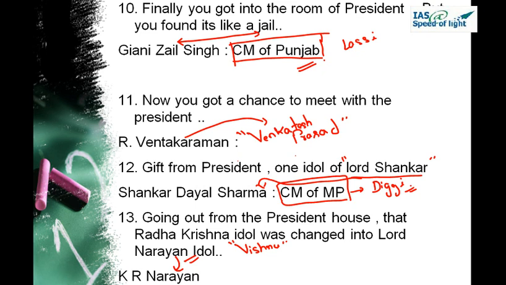Then you met a president who was there with Venkatesh Prasad, okay, R. Venkatraman. After R. Venkatraman, what gift did the president give you? Idol of Shankar, Lord Shankar, Shankar Dayal Sharma. Shankar Dayal Sharma, we linked it to Madhya Pradesh, where Digvijay Singh is meditating. Then you came out and it was Narayan, the idol of Narayan. The Radha Krishnan idol has been changed to the idol of Lord Narayan. So this is how things will work now, and you will not forget this sequence for your whole life.